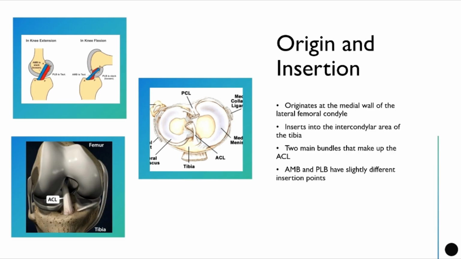This picture makes it clearer to see the two round condyles of the femur and how the ACL is coming from the middle of the structure. The picture on the bottom shows the ACL originating from the femoral condyle of the femur bone on the top, and it inserts to the middle of the tibia.